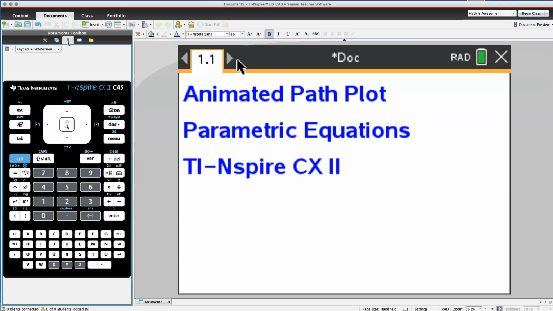Hello, and this is Mrs. Thomas, and we're going to talk about the animated path plot for parametric equations on the TI-Nspire CX II family. So this includes the CAS calculator as well.